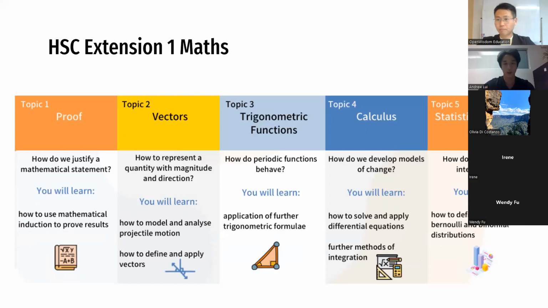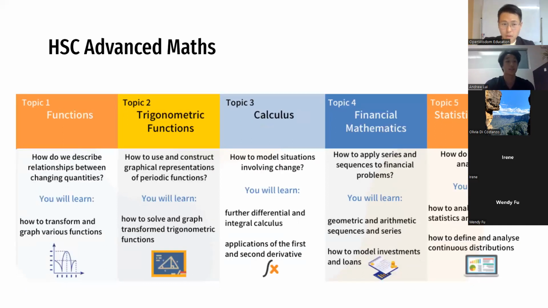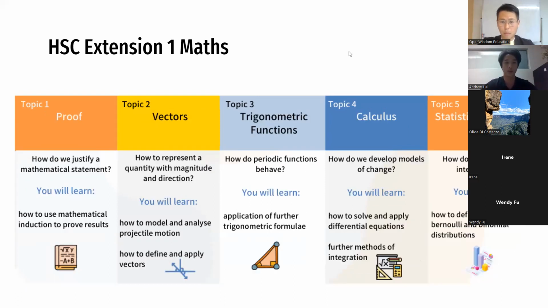All right. So moving on to HSC Extension 1 maths. This is when we go into our mathematical proofs, our models. We talk about vectors, which is something with direction and magnitude. And then similar things that we've covered before: trigonometric functions, calculus, and statistical analysis. But this just gets more complicated.